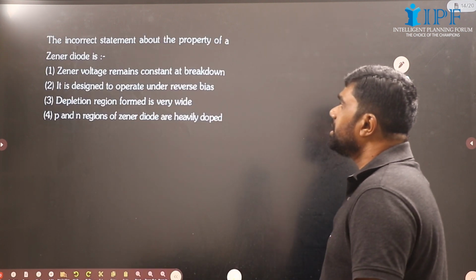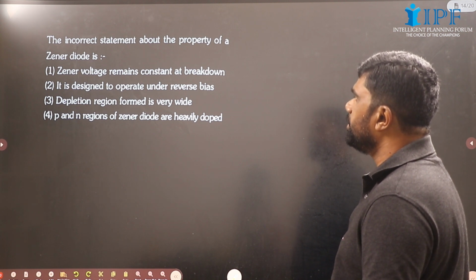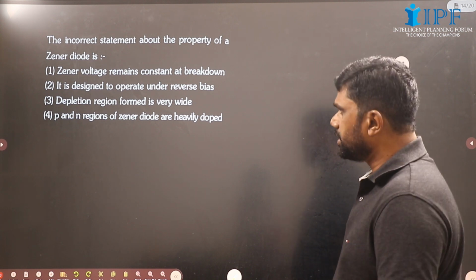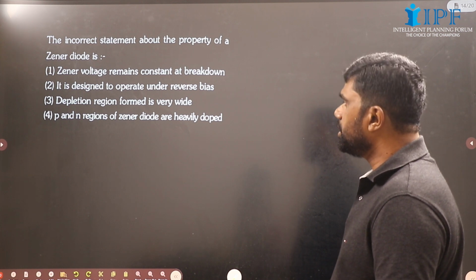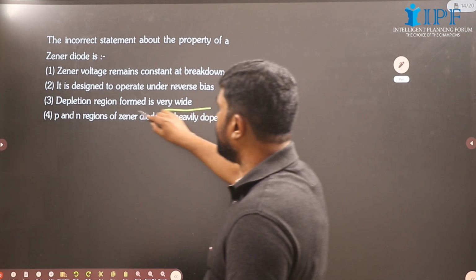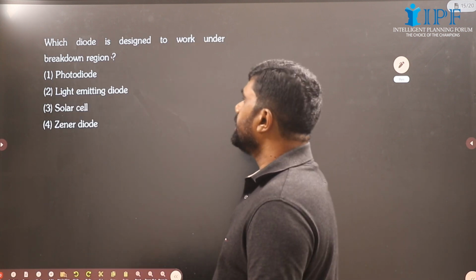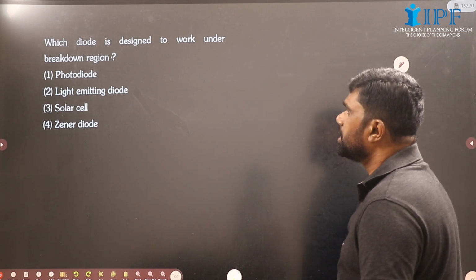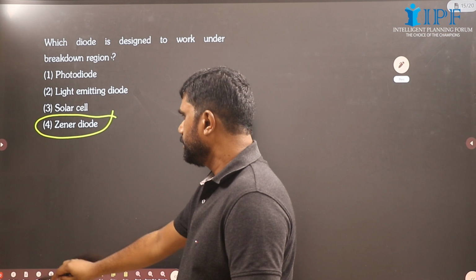Now, the incorrect statement about the property of a Zener diode. Zener voltage remains constant at breakdown. That's correct. It is designed to operate under reverse bias. Fine. Depletion region formed is very wide. No, it is very thin. Okay. Next, which diode is designed to work under breakdown region? That is Zener diode. Okay.